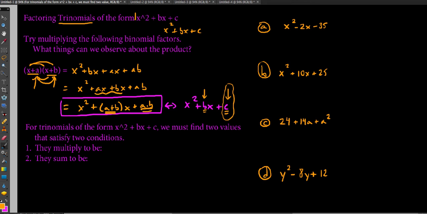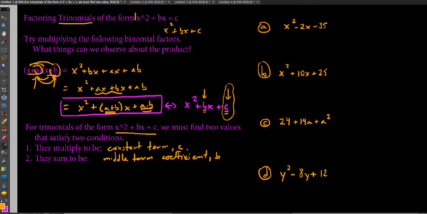And so what we're really trying to do when we factor trinomials of the form x squared plus bx plus c is find two values that go in these two binomial factors here that satisfy two conditions: that they multiply out to be our constant term c. And the other part is that they sum or add up to be our middle term here, which is our b value. So they sum to be our middle term coefficient, comma b.